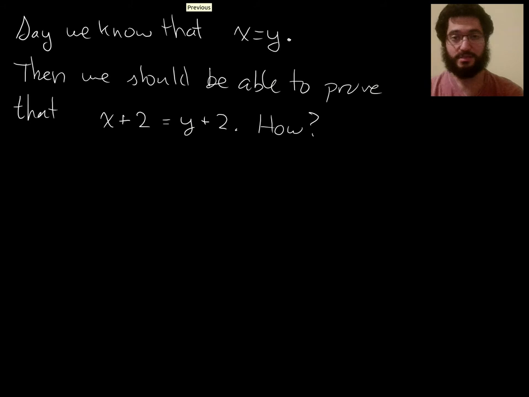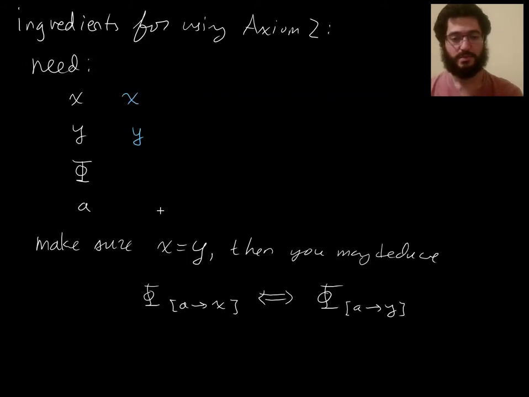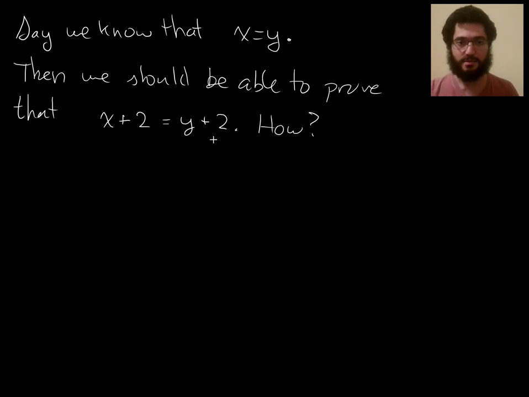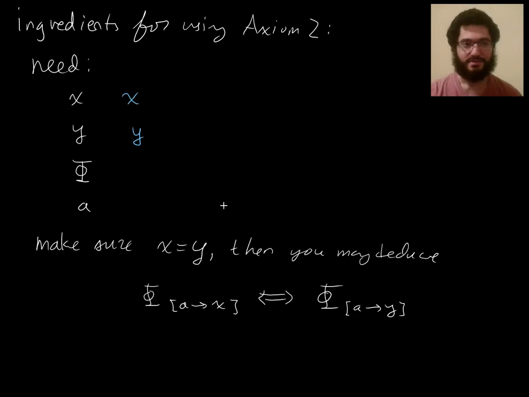Now, axiom 2 doesn't seem like it directly tells us how to do something like that. Just look here. Axiom 2 allows us to put in a proposition here, and then we can use axiom 2 to deduce a certain equivalence between two propositions. That's not the same as an equality between two terms, which is actually what we're trying to get here. Okay, but there is a trick to make this work.